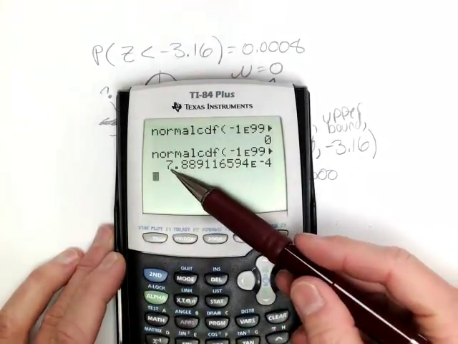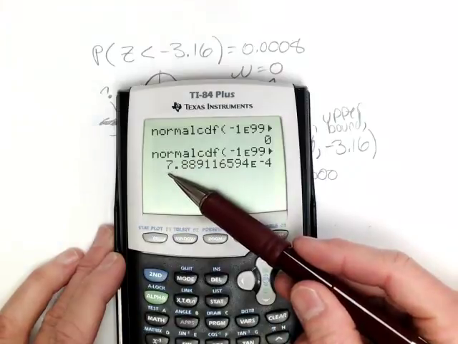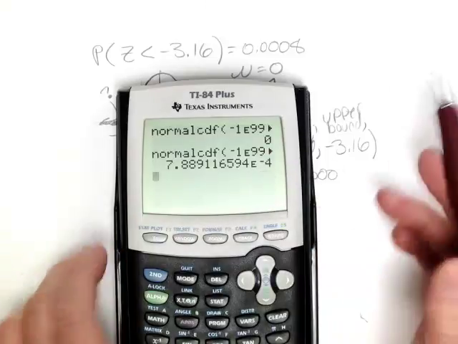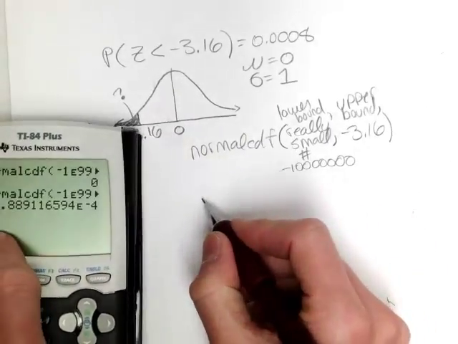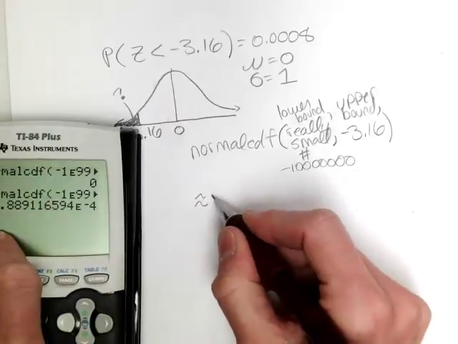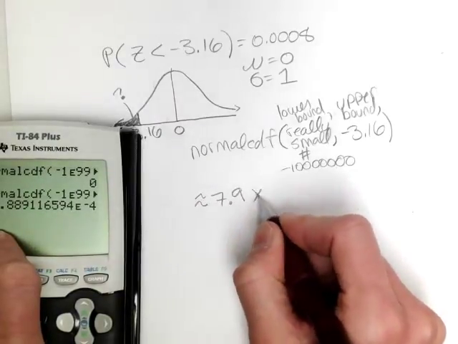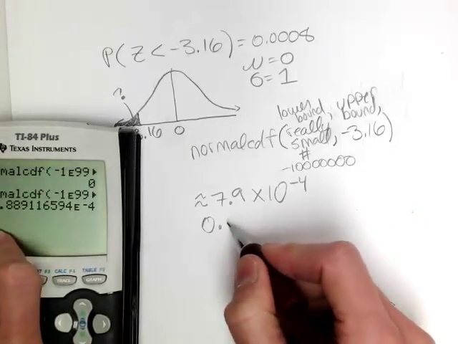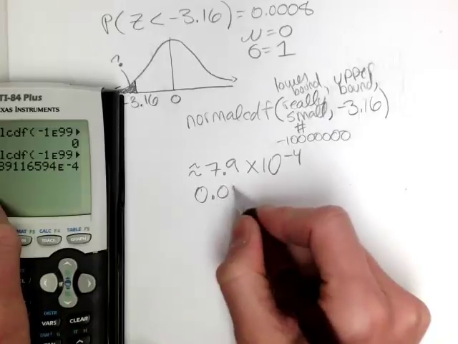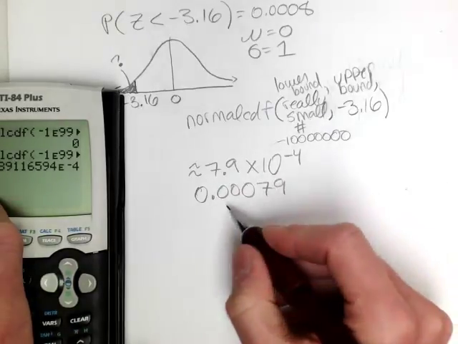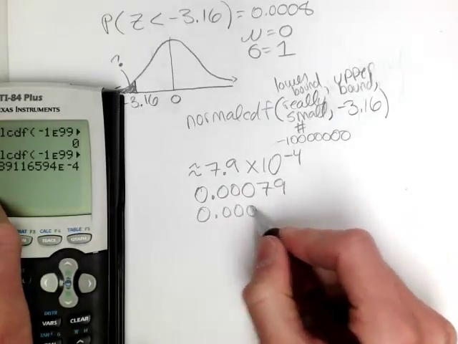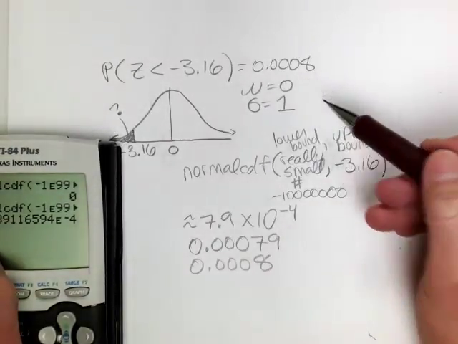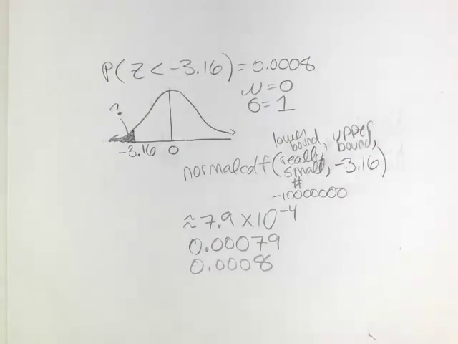Okay, so this probability or area is about 7.9 times 10 to the negative 4th. Okay, so let's write that out. This is approximately equal to 7.9 times 10 to the negative 4th. Okay, so in other words, in non-scientific notation, I would have 3 zeros and a 7.9, which rounds to 0.008, which is what we got when we used the table. Okay, so the calculator carries it out a little bit further.